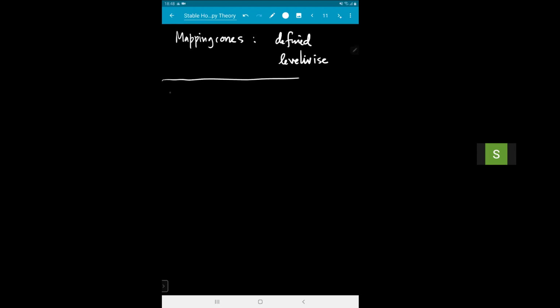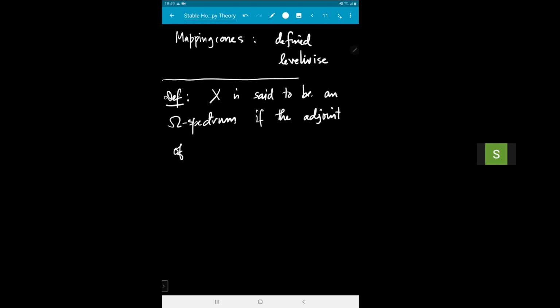Another definition: X is said to be an omega spectrum if the adjoint of the structure maps, which go from X_n to ΩX_{n+1}, are weak equivalences of spaces.